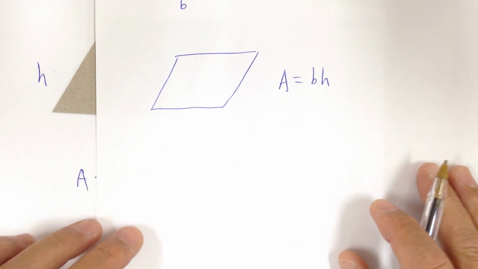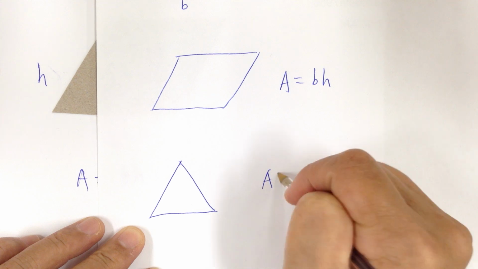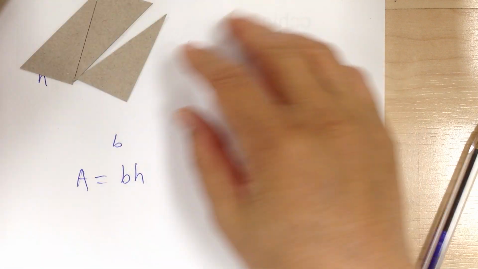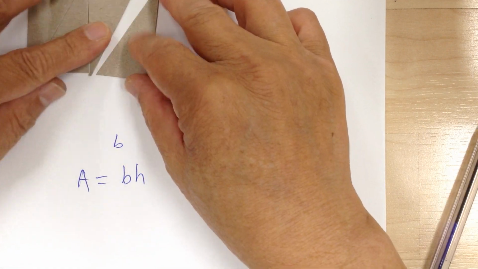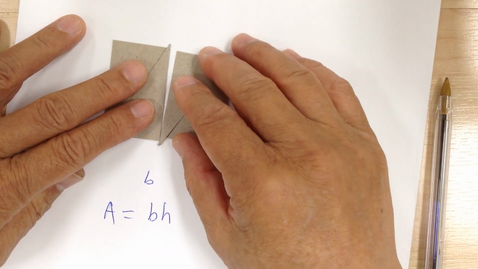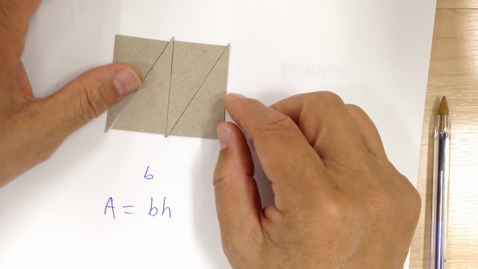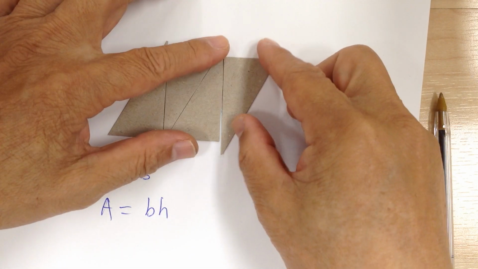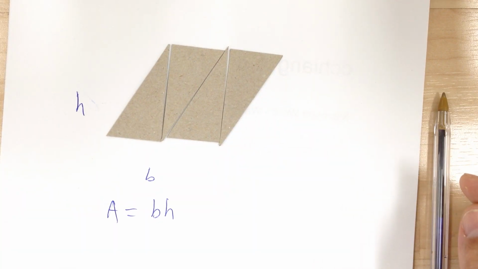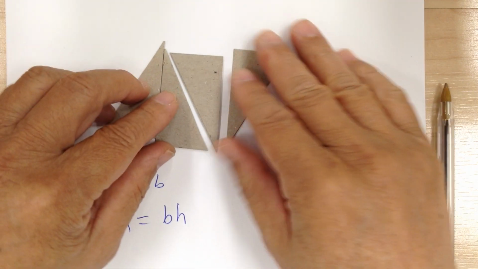Okay, now we're going to do the triangle. What is the area of a triangle? Again, we start with a rectangle. And then when we shift to a parallelogram, okay, I'm going to flip this upside down this way.